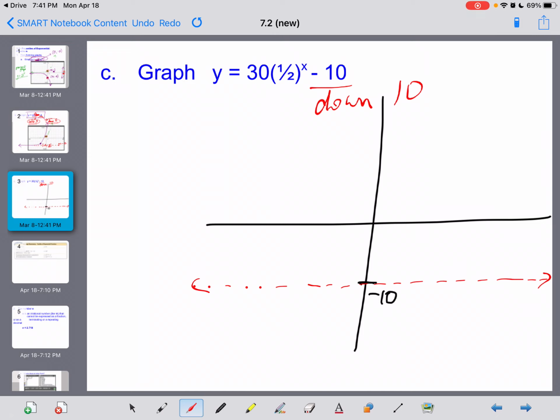The other thing to talk about right here is the impact that that coefficient out in front, that a value of 30 has. And remember, guys, that is actually the initial value of your function, although this one's a little bit tricky.